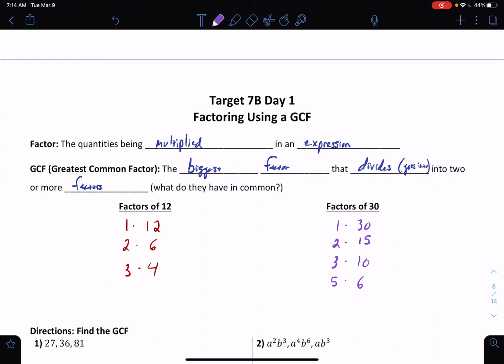Now, the greatest common factor is the biggest number that goes into both 12 and 30. So look, the biggest number that goes into both is this 6. So the greatest common factor of 12 and 30 is 6. 6 is the biggest factor, in this case the biggest number, because I'm just dealing with numbers. It's the biggest number that goes into both 12 and 30.